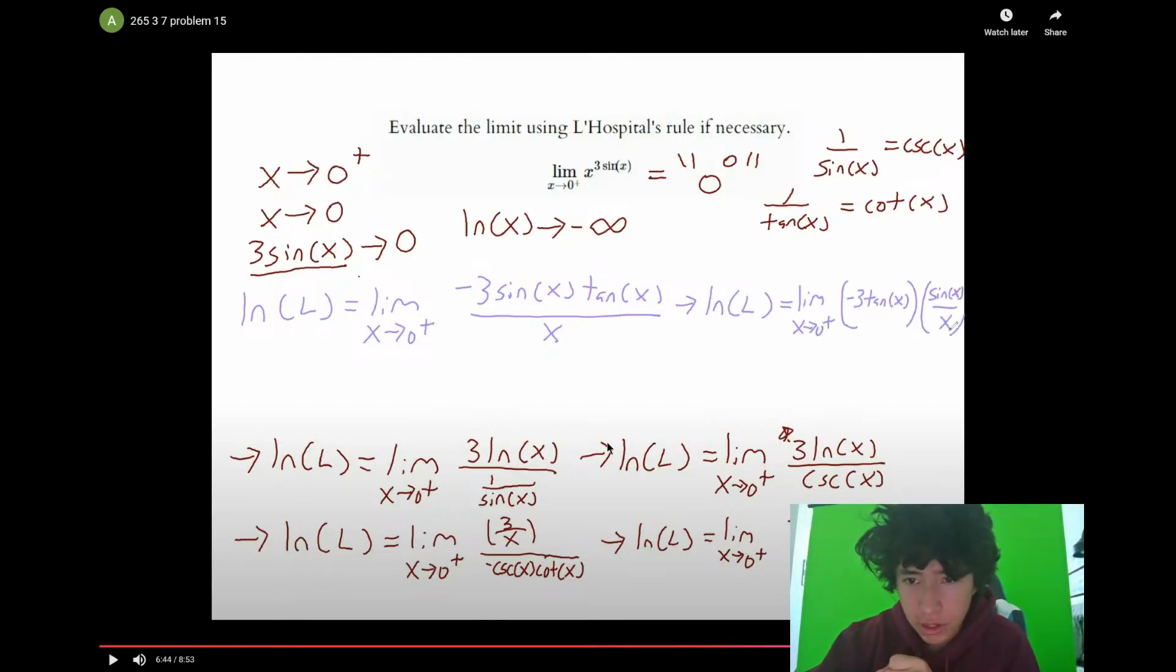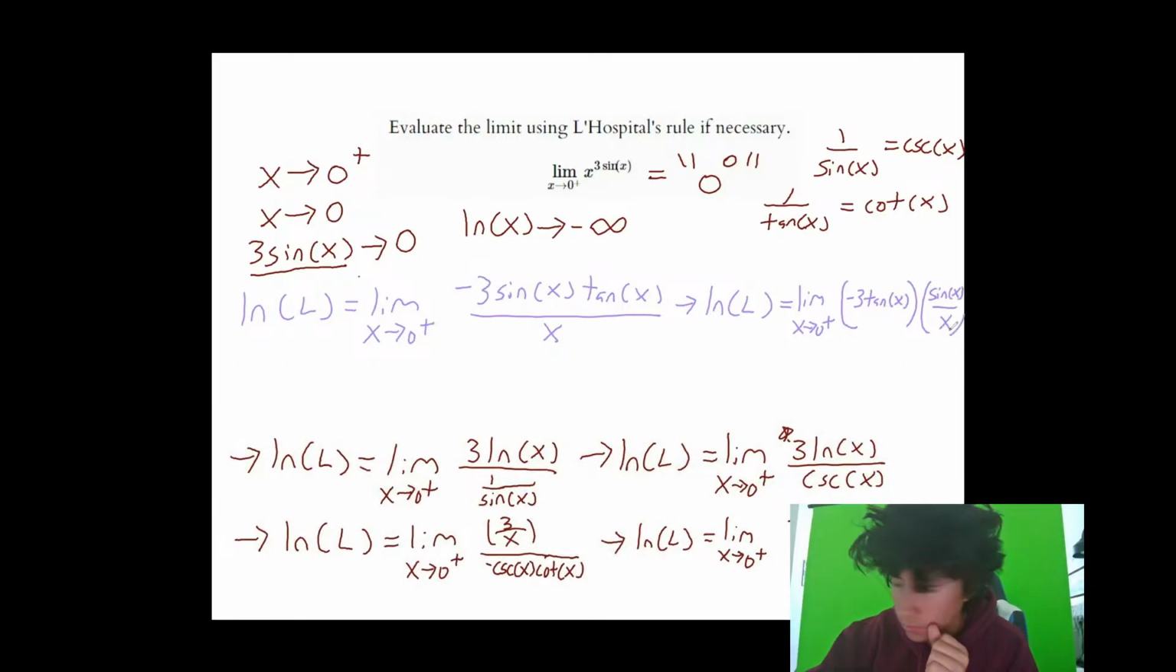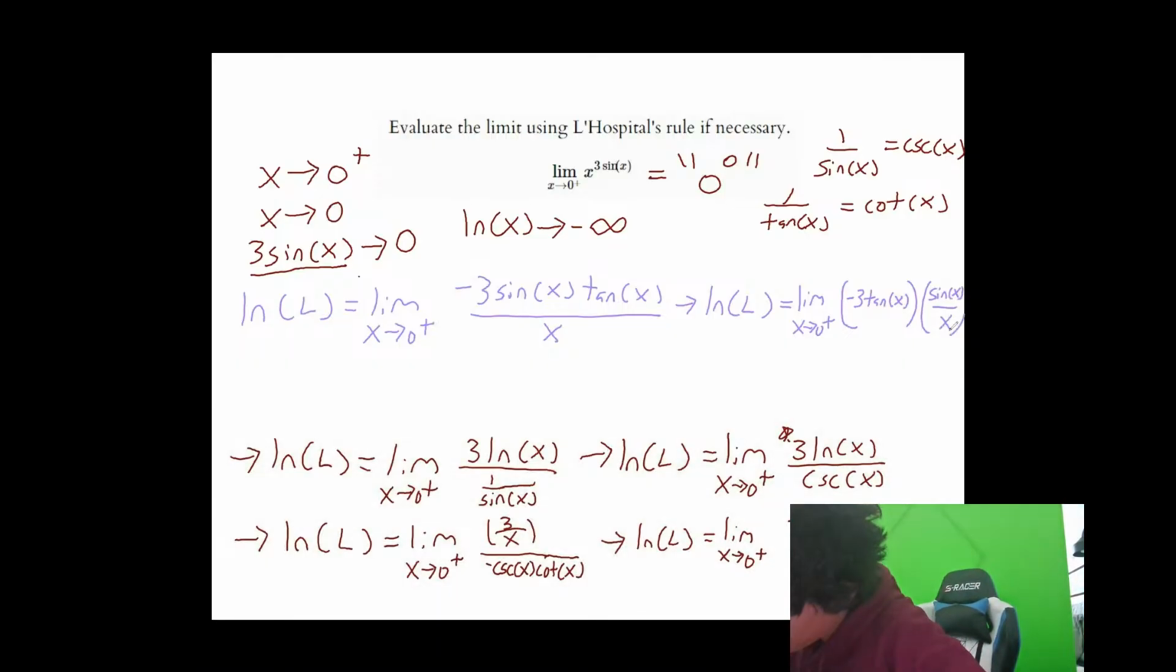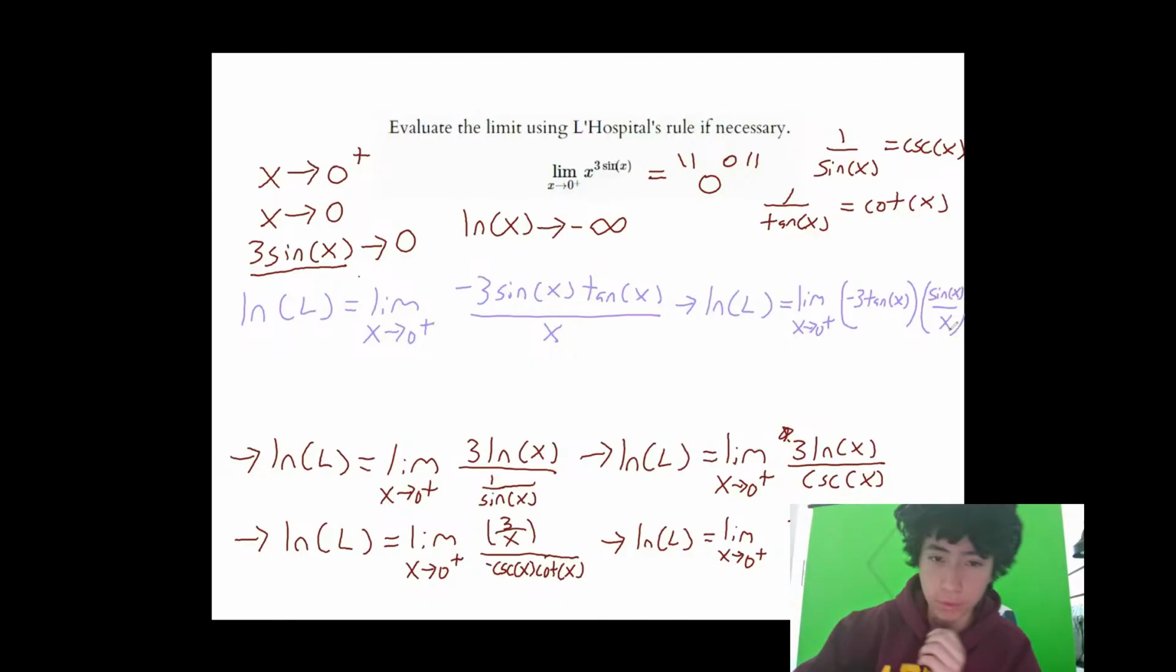Then he applies, wait, what does he do? Oh, okay, so he does that weird trick. I don't know why, but it seems like it works. So we can get sine of x over x, and we saw that the limit of that as x tends to 0 is 1. And for tangent of x, sine of 0 is 0, so we get 0.